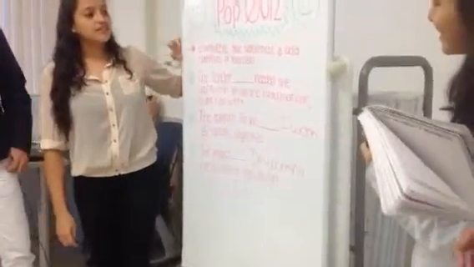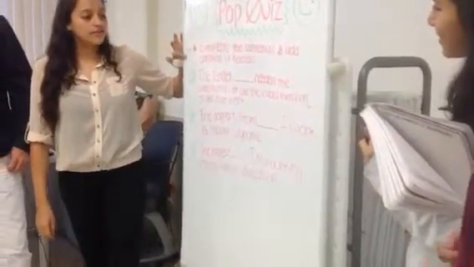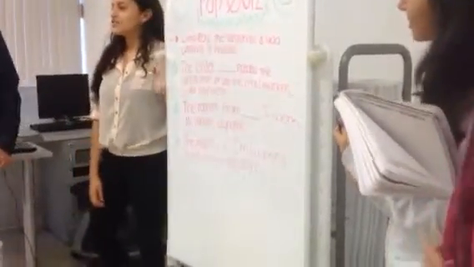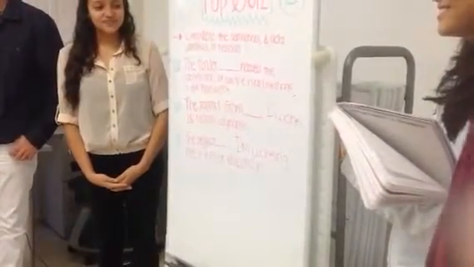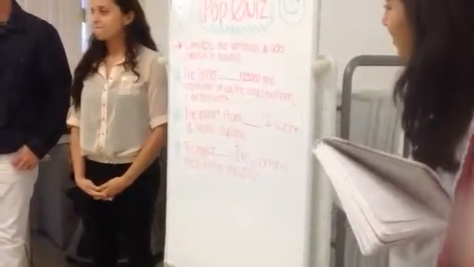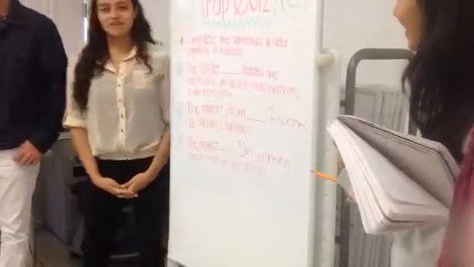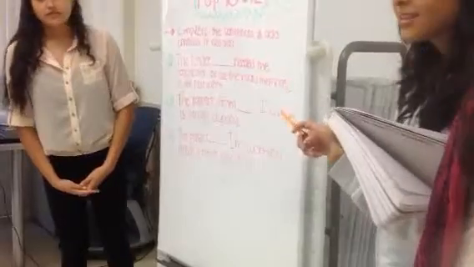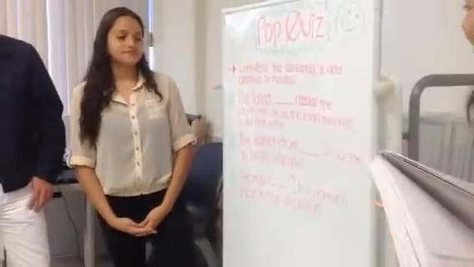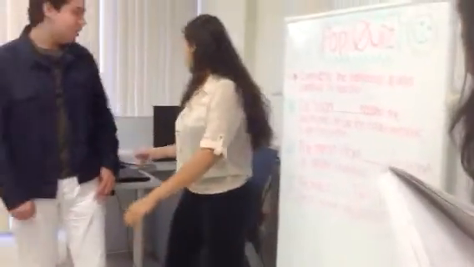Okay, so it says complete the sentences and add commas if needed. Who wants to be the brave? No. Which? Yes, which? Candy for me. No candy? We don't have candy. Katie.